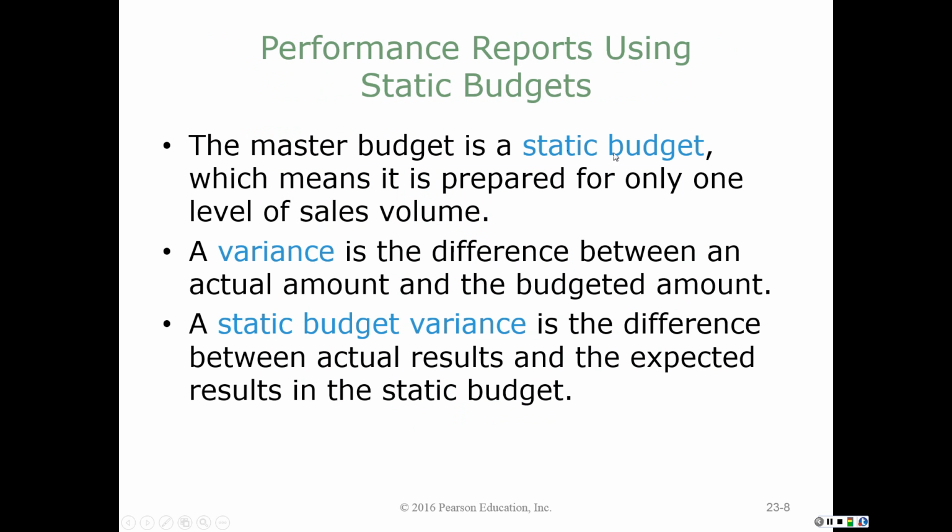The static budget, which is what we prepare in the master budget, is prepared for only one level of sales volume. So the static budget is prepared estimating the number of units that we think we're going to sell, let's say 50,000 smart tablets. And then the variance that occurs is the difference between the costs that we actually incurred and those that we budgeted, or that we thought we were going to incur. And so that static budget variance, once again, is driven by a change in our sales volume.